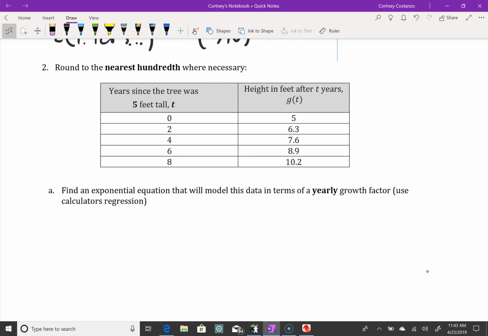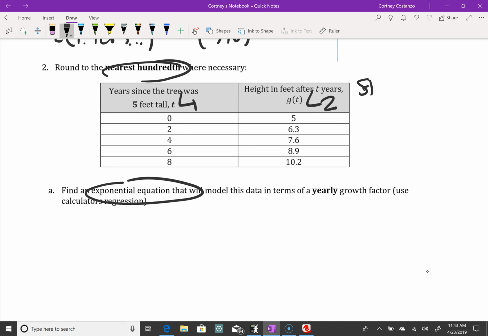Number 2 is looking for a regression equation for an exponential. It tells me it's exponential. It tells me what to round to. All you have to do is remember your calculator steps. You're going to type these in L1 and these in L2. So you're going to do stat, edit, type in the things in L1, type in the other things in L2.